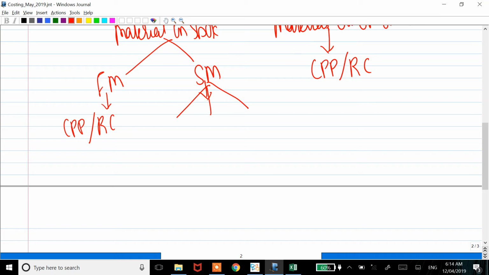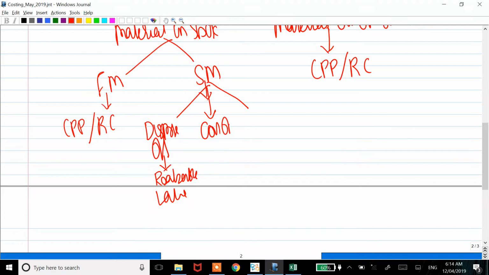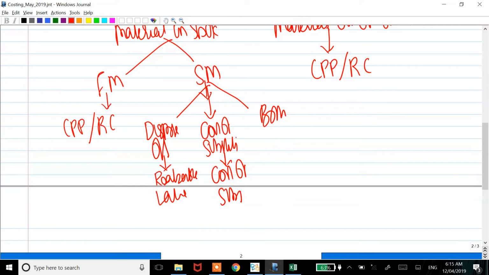there can be multiple usage to the slow moving material. Sometimes you will dispose of this material. You don't have any use for it, so you can dispose of this material. If you are planning to dispose of the material, it becomes realizable value. In case it can be used as a substitute, then it becomes cost of substitute. And if you have both options, so I'll just summarize it.